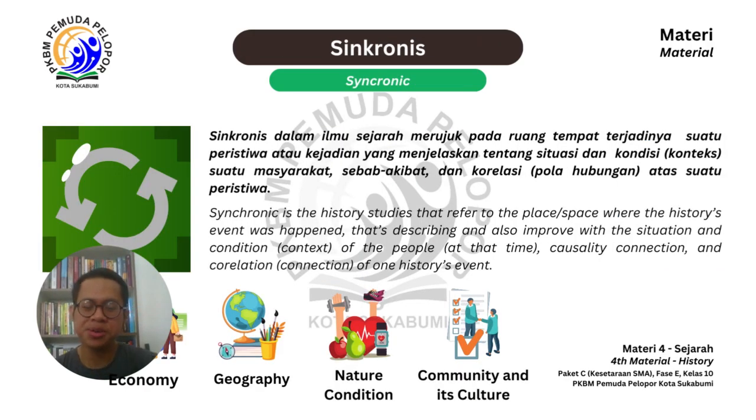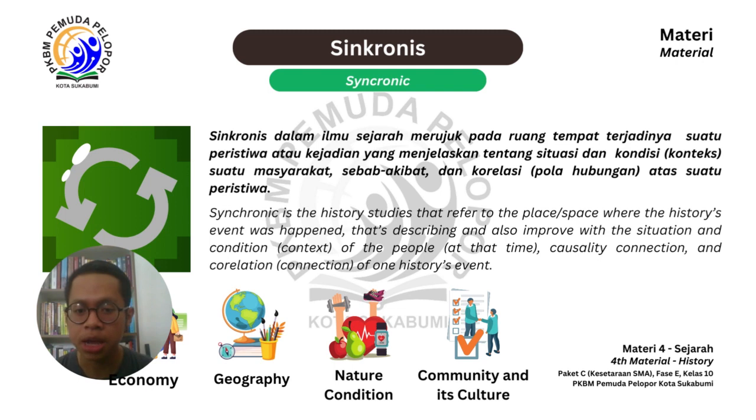Okay, everyone. Related to history, as you know, history also has some dimensions. For example, we can recognize the synchronic. Synchronic is the history studies that refer to the place or space where the historical events happened. That describes and also improves the situation and condition, or context, of the people at the time, the causality, connection and correlation of the historical event. So history usually contains a lot of causality connections and conditions about the place at one time, and also about how the community was at the time.